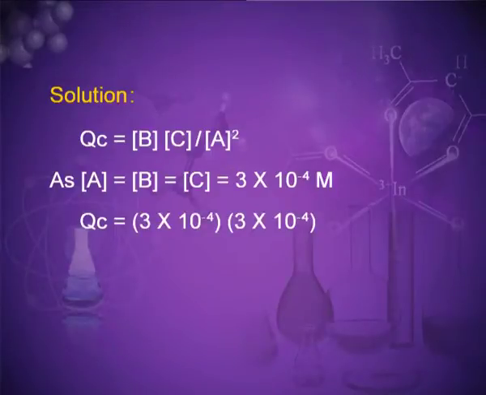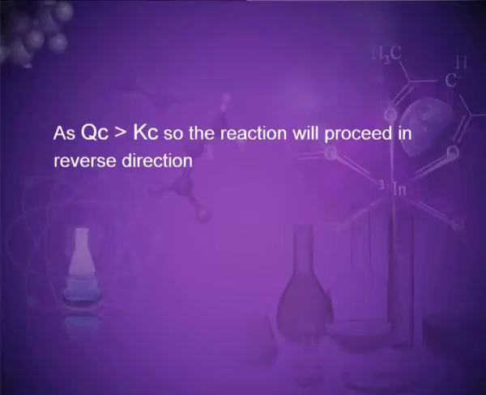So QC is 3 into 10 to the power minus 4 into 3 into 10 to the power minus 4, because the molar concentrations of A and B are equal, divided by 3 into 10 to the power minus 4 to the whole square, which is equal to 1. As QC in this case is greater than Kc, the reaction will proceed in the reverse direction.